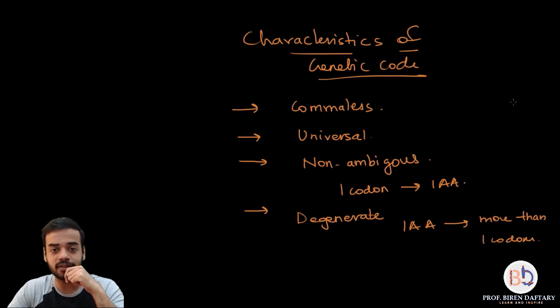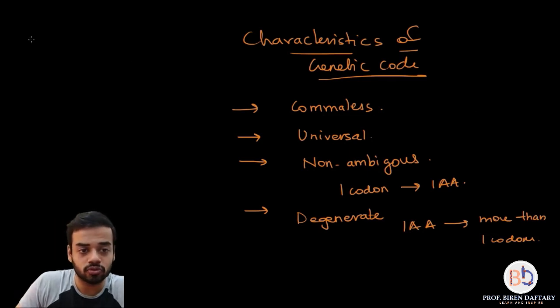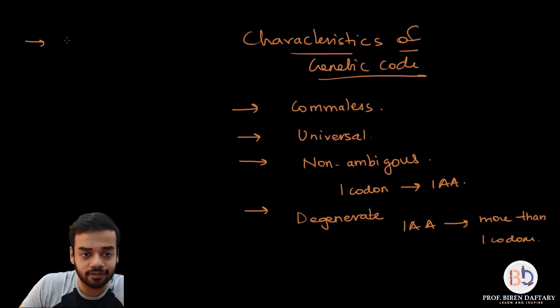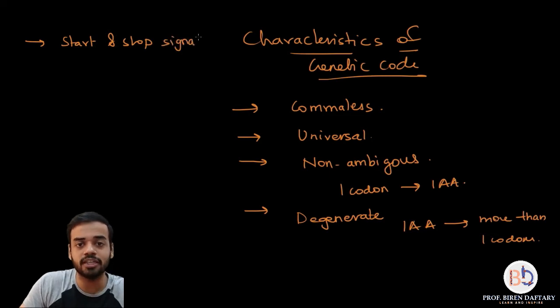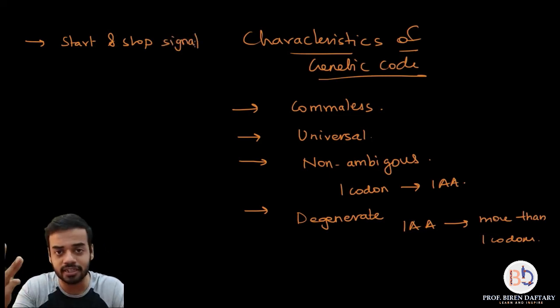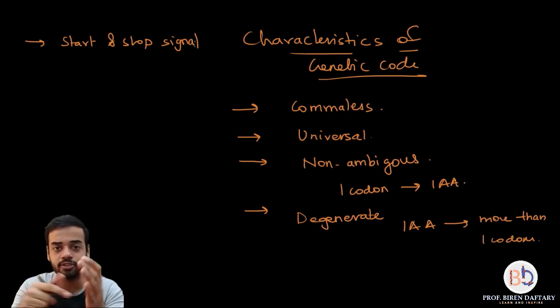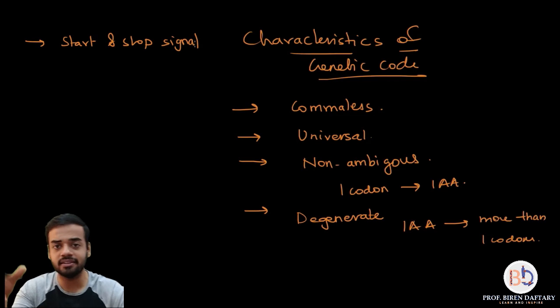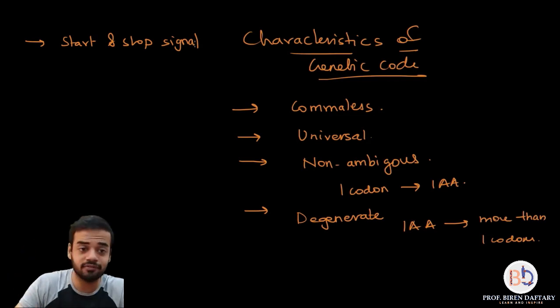What are some other characteristics? Some of them which I can remember are that they have a start and stop signal. So you know that there is a start codon AUG, and there is a stop codon. There are 3 different types of stop codons, UAA, UGA, UAG. So those are present in the genetic code. What else can we remember?